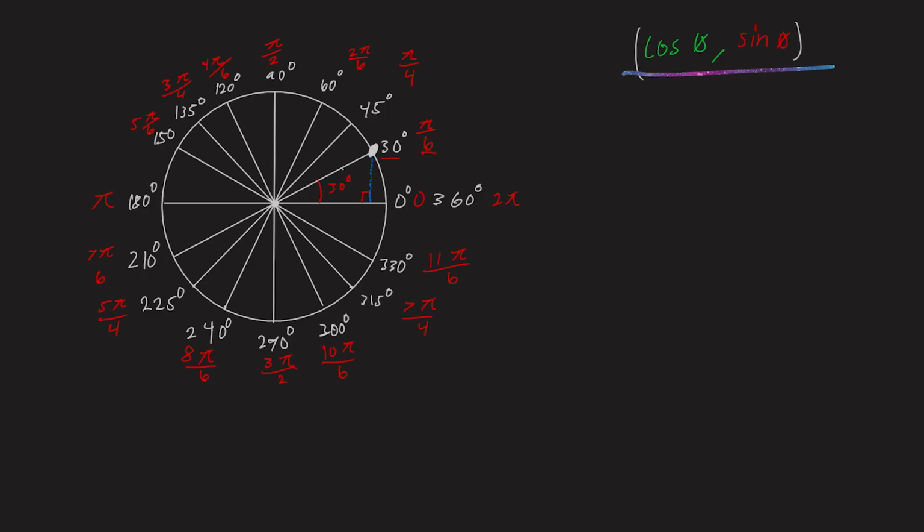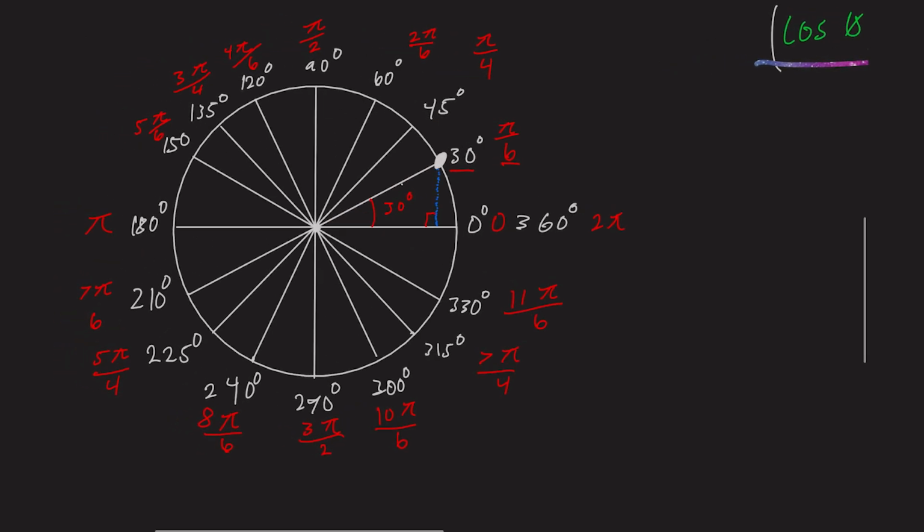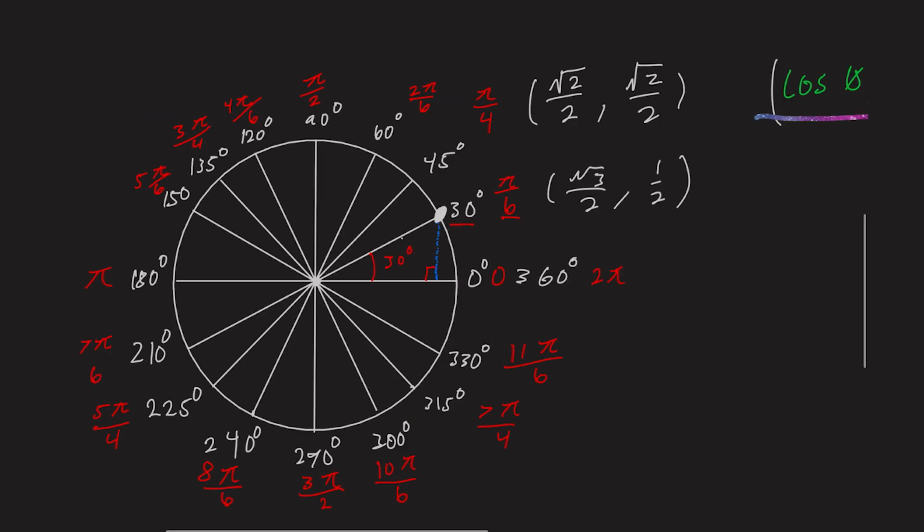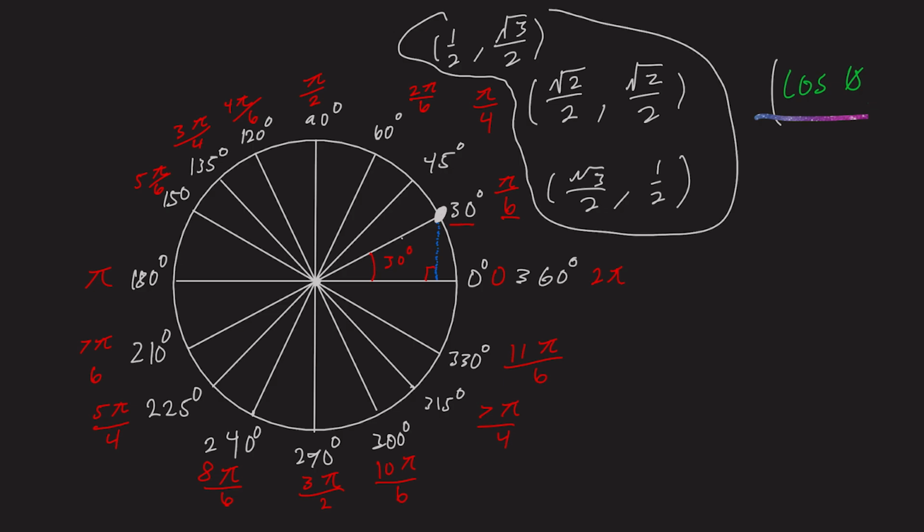So let's do that. First, we determined that at 30 degrees of incline, we had rad 3 over 2, comma 1/2. At 45, we can determine through the same method that it is rad 2 over 2, comma rad 2 over 2. And at 60 degrees, or 2 pi over 6, we can determine that it is 1/2, comma rad 3 over 2. Now, these three values are the only values you ever really need to remember, and I'm going to show you why in just a moment.